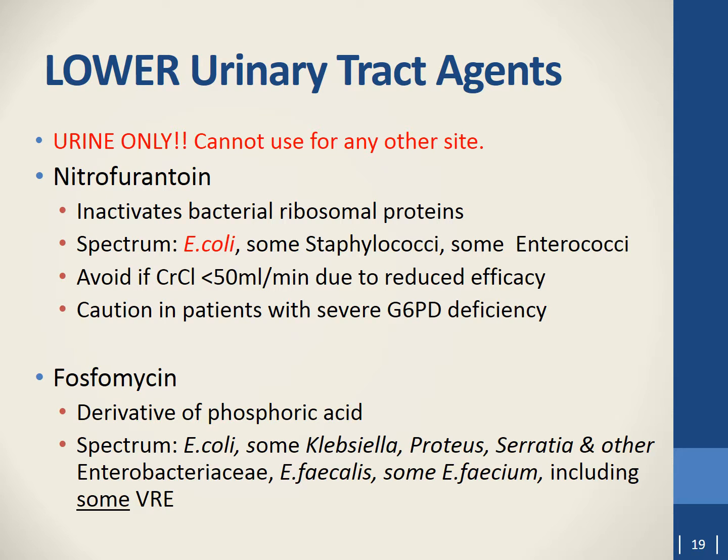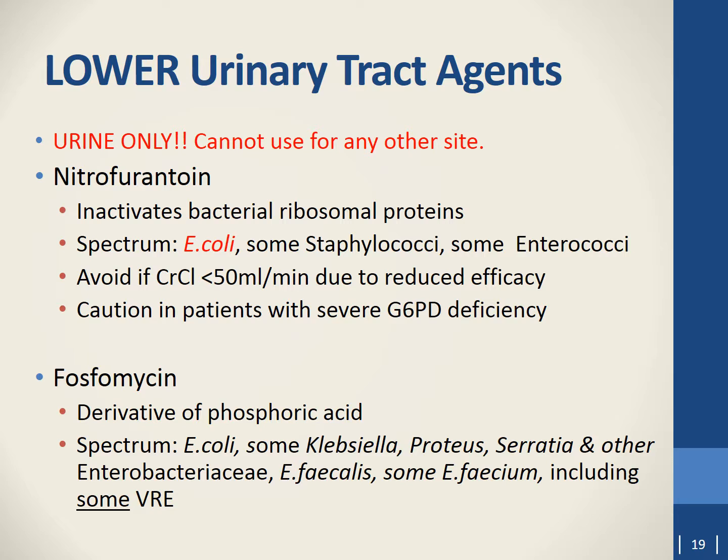Okay, so the next two agents that we're going to talk about are indicated to treat lower urinary tract infections only. We can't use them for anything else. The reason being is they only achieve their active concentrations in the lower urinary tract. The most common one that you'll probably see is nitrofurantoin. Essentially how this one works is it's a ribosomal-based activity. Again, it inactivates bacterial ribosomal proteins. In terms of spectrum, we use it primarily for E. coli coverage in the urine. It covers some staph and some enterococcal isolates.